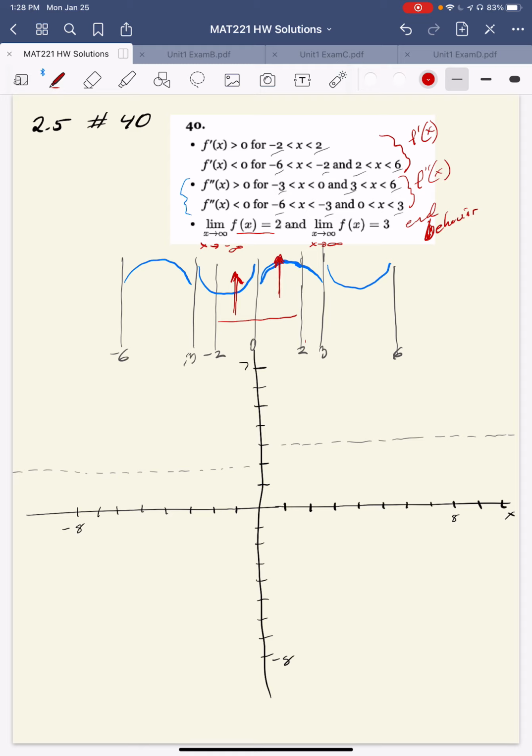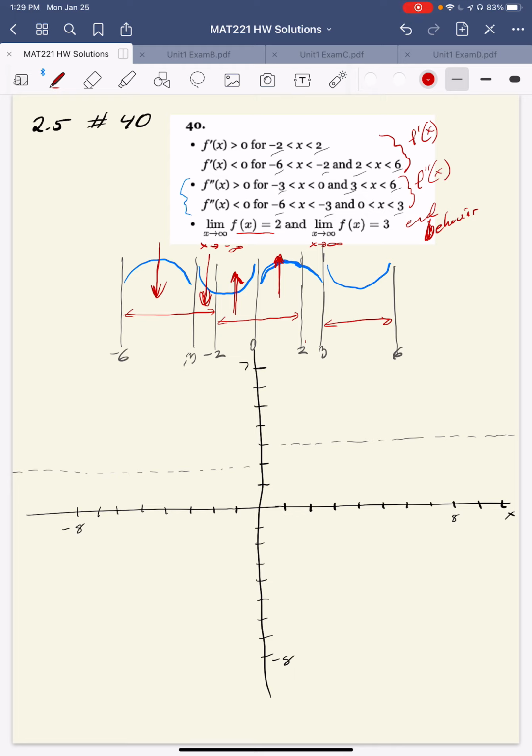Okay. My original function is going to be decreasing when the first derivative is negative. So here, the first derivative, f'(x), is less than 0, meaning it's negative, when x is between -6 and 2. So in other words, my original function is decreasing for this whole interval between -6 and 2. I have a decreasing function there. And then between 2 and 6, also, I have a decreasing function.